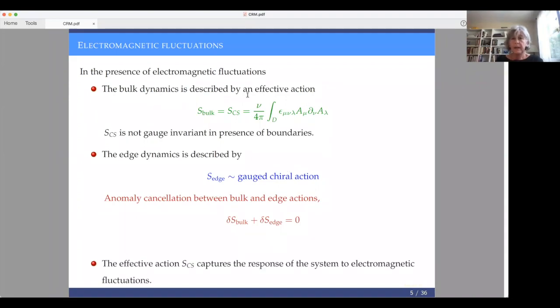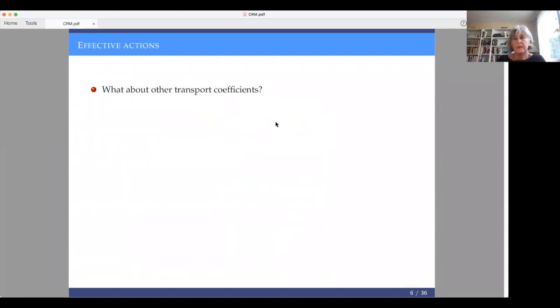Now the bulk action, the Chern-Simons action, captures the response of the system to electromagnetic fluctuations, in the sense that if we vary this action with respect to the gauge field, we find the current, and we reproduce the formula for the Hall conductivity that I showed you earlier. Now, recently there has been some interest in finding other transport coefficients, in particular, the question of how the system responds to stress and strain.